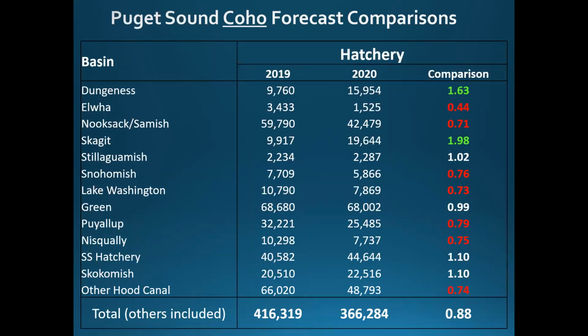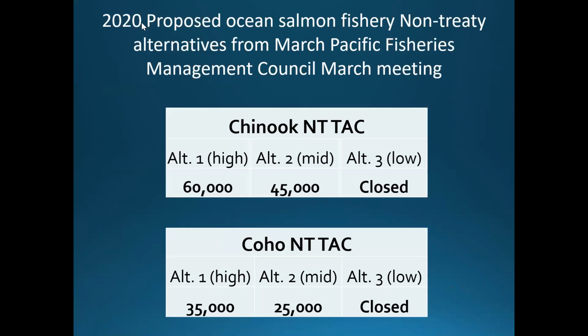It's not looking quite as bad for hatchery stocks. It's sort of a mixed bag throughout the Sound, but overall, we're down about 12% from last year to this year for hatchery returning Coho. And with that, I'll turn it back over to Mark to talk about ocean options and initial fisheries modeling. Thanks, David.